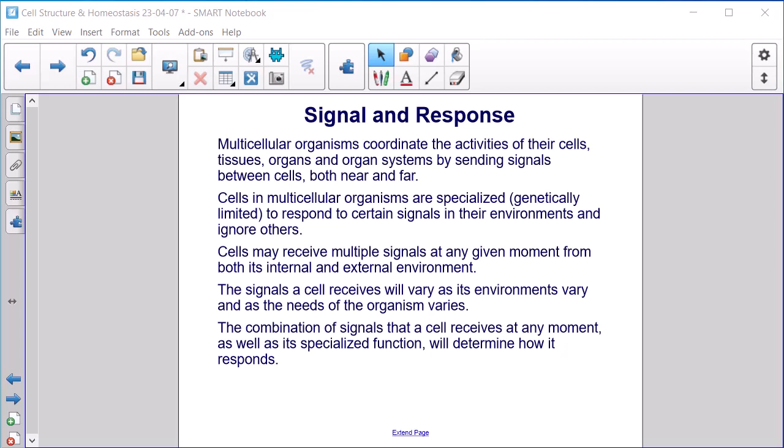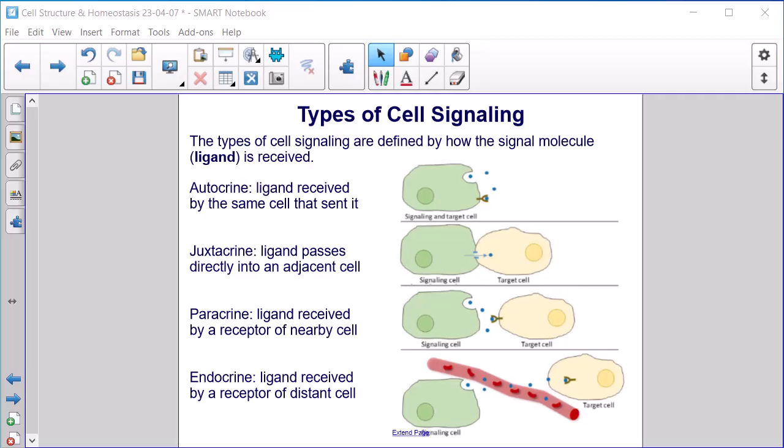Cells in multicellular organisms are specialized, genetically limited to respond to certain signals in their environments and ignore others. Cells may receive multiple signals at any given moment from both their internal and external environment. The signals a cell receives will vary as its environment varies and as the needs of the organism vary. The combination of signals that a cell receives at any moment, as well as its specialized function, will determine how it responds.